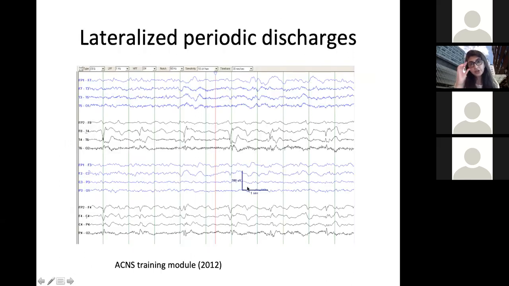So going through just a few examples of these patterns, this is an example of lateralized periodic discharges. To orient everyone, this is a bipolar montage: left temporal, right temporal chain, left parasagittal and right parasagittal. And over the left hemisphere, we see these sharp waves occurring once every other second, so at about 0.5 hertz. And this is a classic example of what lateralized periodic discharges would look like on EEG.